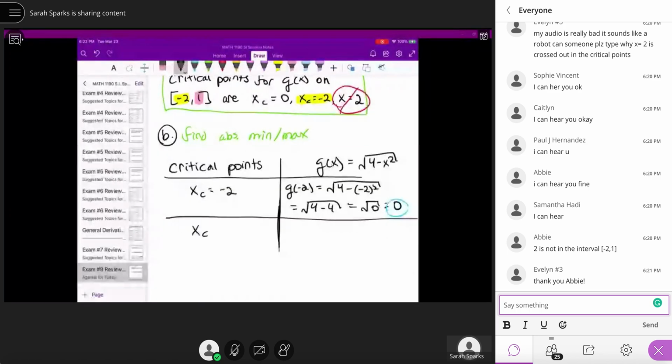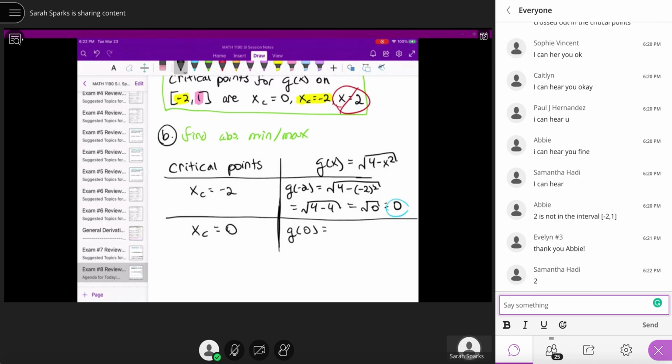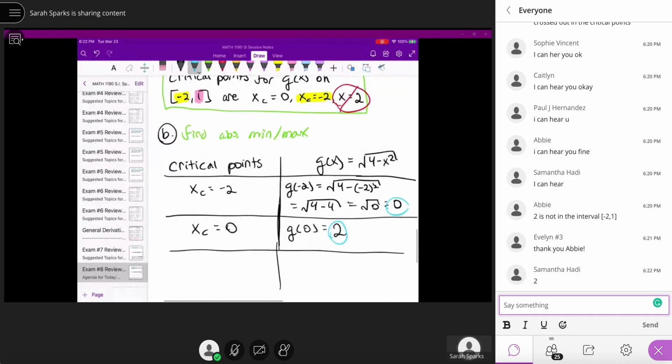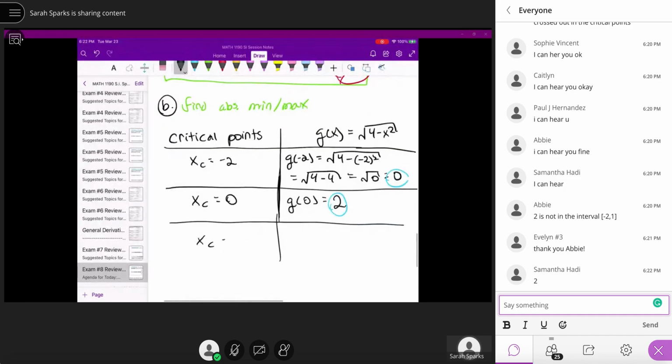And then we have xc is equal to 0. Right? So what would that function evaluated at 0 be? Yeah, because it's just 4 minus 0 under the square root, and the square root of 4 is 2. All right, so that's our second point. And then what about xc at 1? So we have g of 1. So we're going to have 4 minus 1 under the radical. It's going to be √3. So that's our third point.